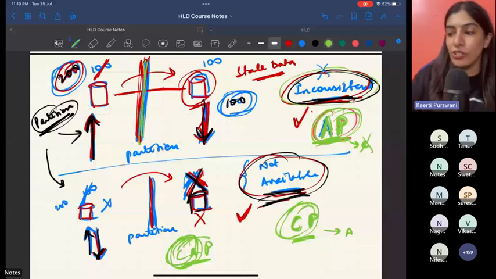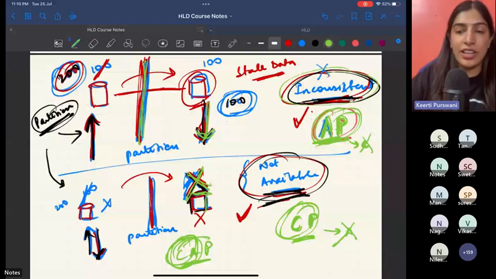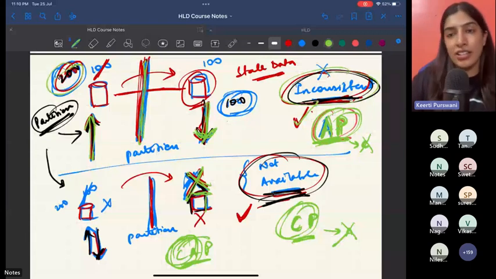Here I am letting availability go for a toss. How am I letting availability go for a toss? Because I'm going to stop taking requests from this database. Here, how am I letting consistency go for a toss? Because here the updated data was 200, I was reading 100, right? So here the data was inconsistent. Here the data was not available, right?